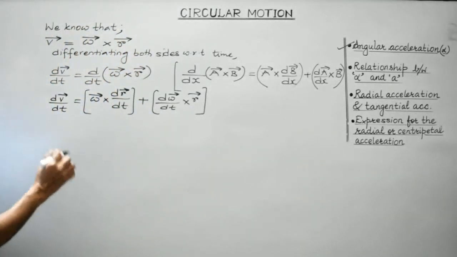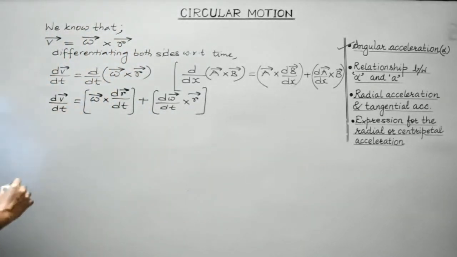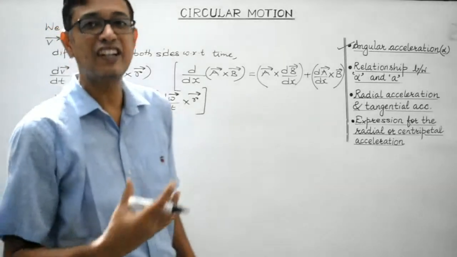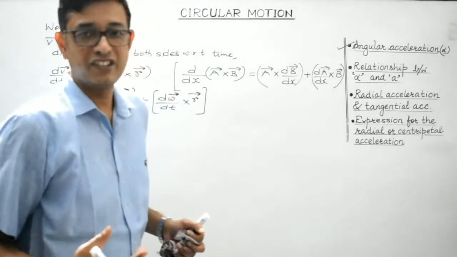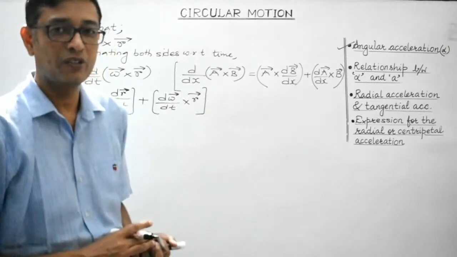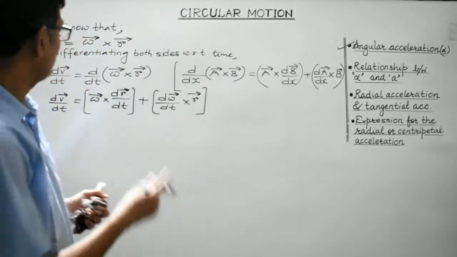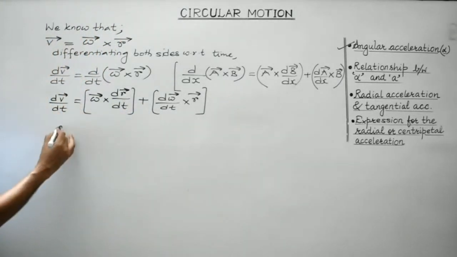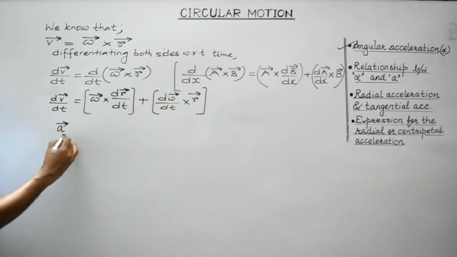Okay, students. Now dv vector by dt, that is linear acceleration. Linear acceleration is the time rate of change in the velocity of the body, which is given by the differential coefficient of velocity with respect to time. So this is the net acceleration.